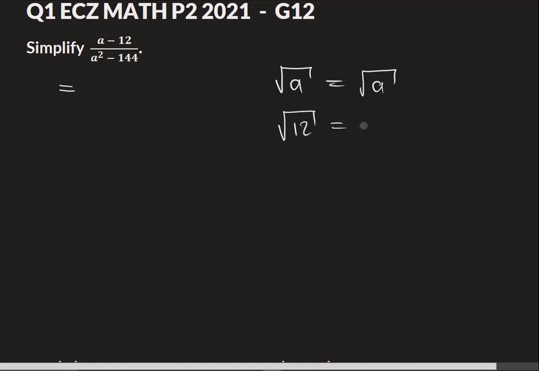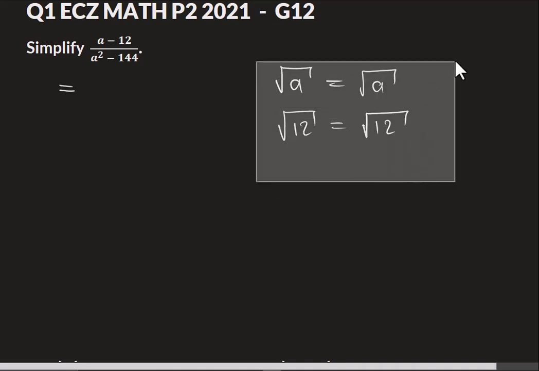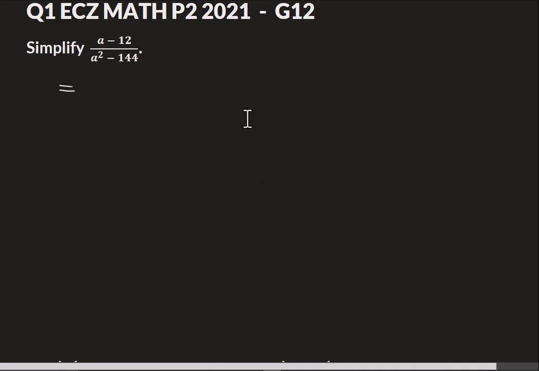12 cannot be easily found. The square root of 12 cannot be easily found, so we'll still have that. So you notice we don't have squares in the numerator. Even though we have a difference, we don't have squares because we can't find the square roots of the variables that are being used here. We've got a, which is just a, it's not multiplied by anything. The 12 there is also not a perfect square. So the top part is going to remain a minus 12.